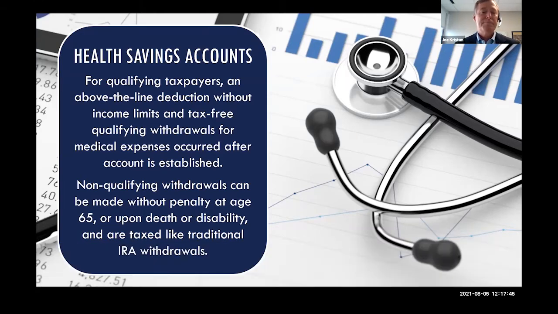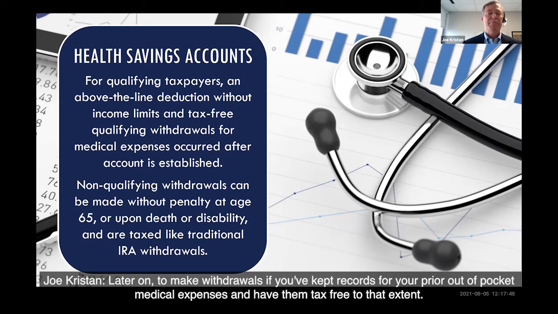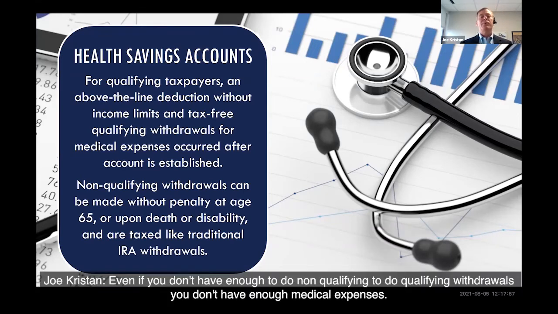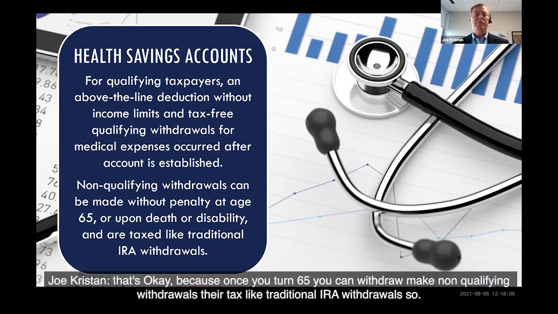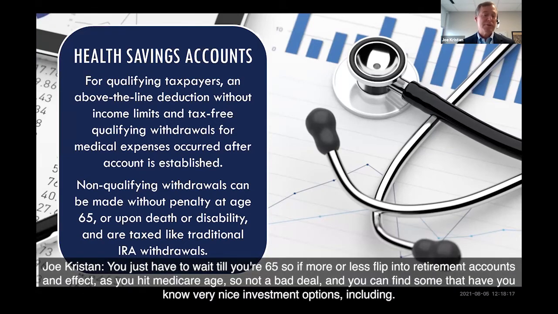You can later on make withdrawals if you've kept records for your prior out-of-pocket medical expenses and have them tax-free to that extent. Even if you don't have enough medical expenses to do qualifying withdrawals, that's okay, because once you turn 65, you can make non-qualifying withdrawals that are taxed like traditional IRA withdrawals. So you just have to wait till you're 65.